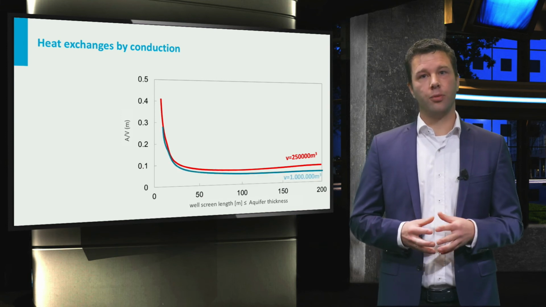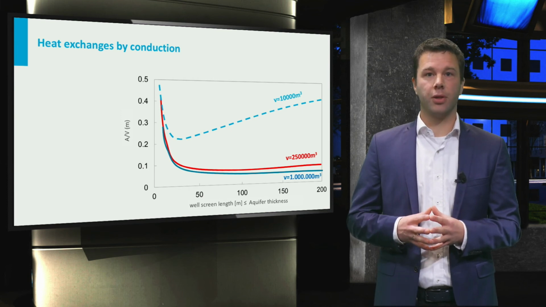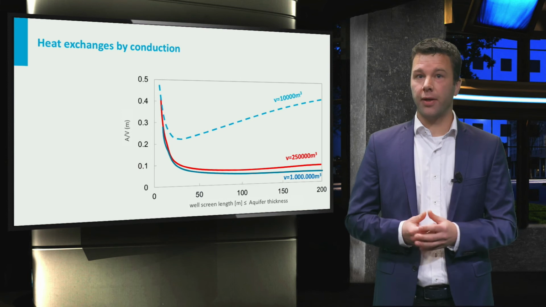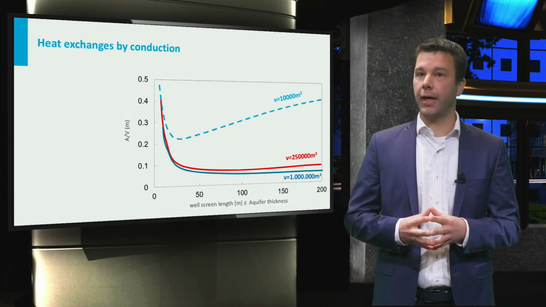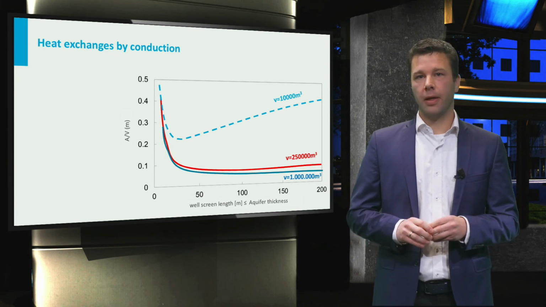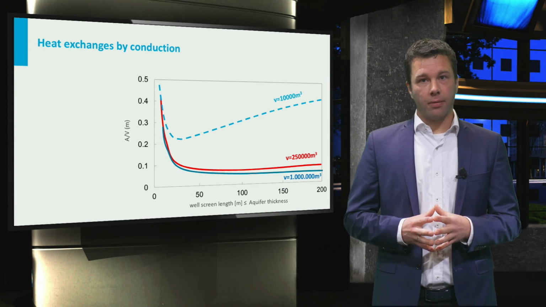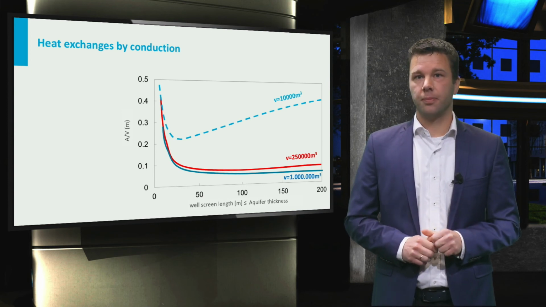If smaller volumes are needed, for smaller buildings, the A over V ratio is much larger, but thinner aquifers can be targeted. For the case of 10,000 cubic meters, a 20 to 30 meter thick aquifer will provide the highest efficiency. Identifying the aquifer thickness is therefore a key step in designing ATES systems.